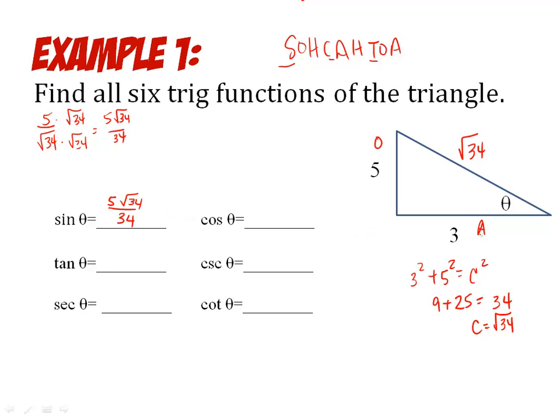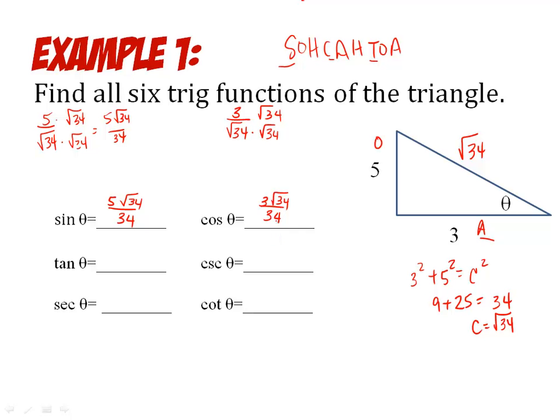Now, cosine is the adjacent over the hypotenuse. So again, I have to rationalize. That's going to give me 3 square roots of 34 over 34. Okay, so this is my cosine. This is sine. Okay, tangent, opposite over adjacent. So my tangent is 5 over 3. That is opposite over adjacent. That's easy. Now we do the reciprocal properties.